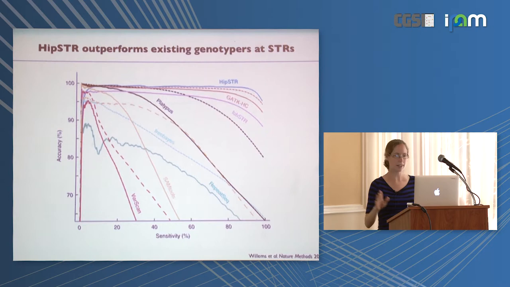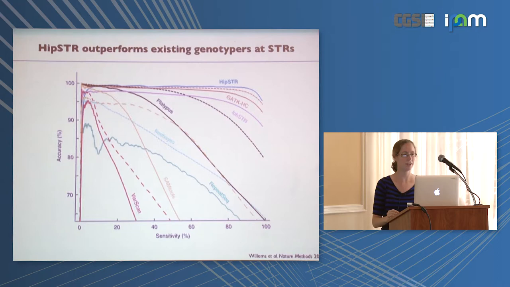That's all I'm going to say about Hipster. But if you're interested in genotyping repeats and you've been using Lobster, I encourage you to take a look at Hipster, because a lot of these improvements can make a really big difference in your genotype quality.